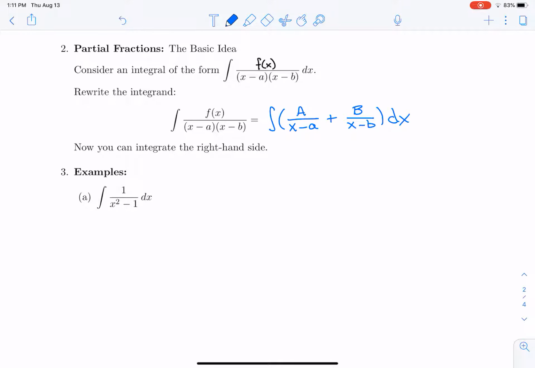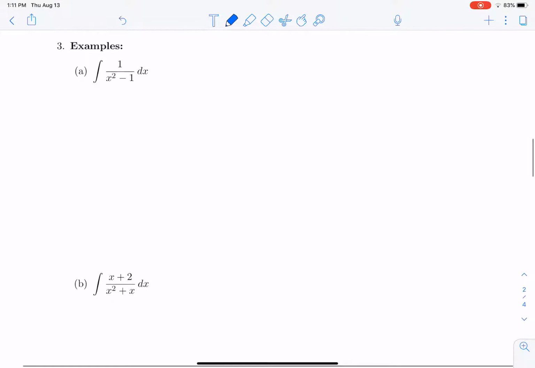And the idea here is that if we were to add the two fractions, A over x minus a plus B over x minus b, then we would have to find a common denominator. And that common denominator would be x minus a times x minus b. And so we can think about the integral that we want to compute as coming from these two separate fractions. Now, this technique is best illustrated by doing examples. So we'll look at an example.